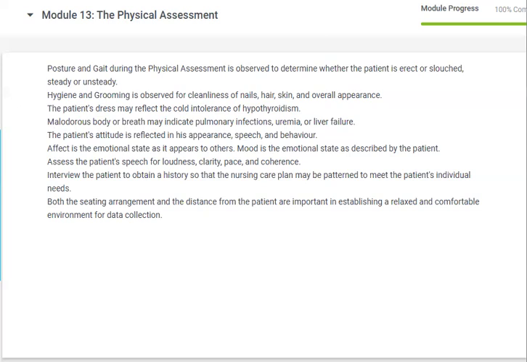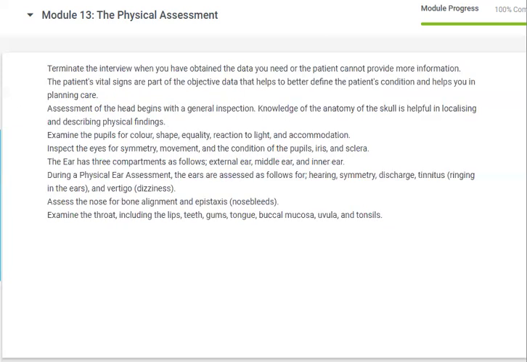Interview the patient to obtain a history so that the nursing care plan may be patterned to meet the patient's individual needs. Both the seating arrangement and the distance from the patient are important in establishing a relaxed and comfortable environment for data collection. Terminate the interview when you have obtained the data you need or the patient cannot provide more information. The patient's vital signs are part of the objective data that helps to better define the patient's condition and helps you in planning care.